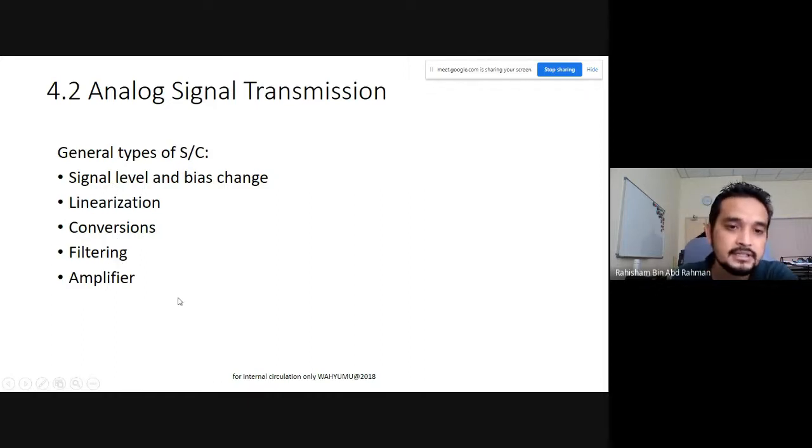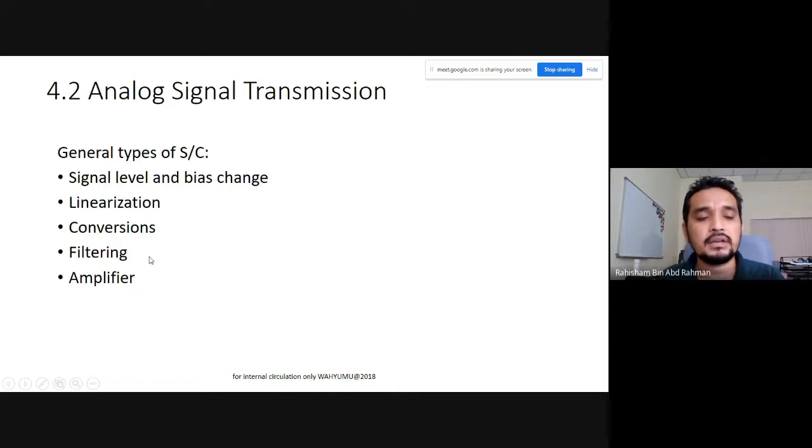In the next section, we are going to review each of these types with the circuit. How are we going to achieve the linearization? We're going to have some electronic circuit. How are we going to have a conversion? We need to have a conversion circuit.